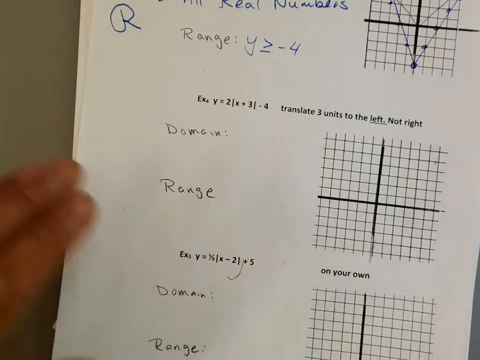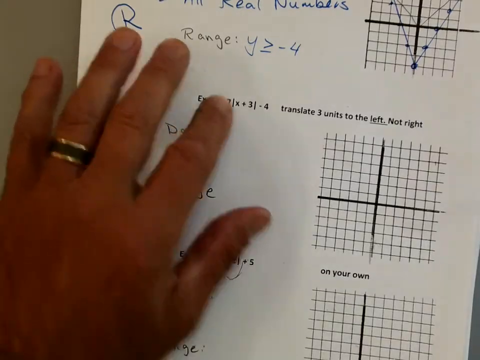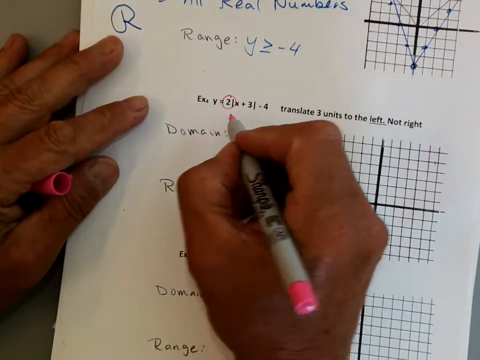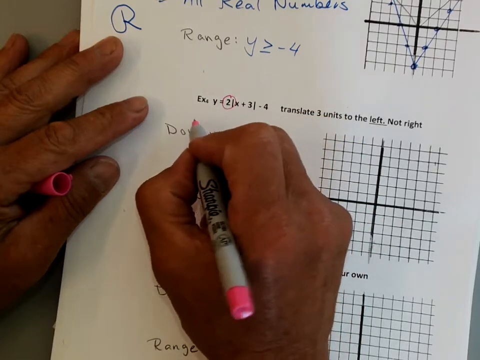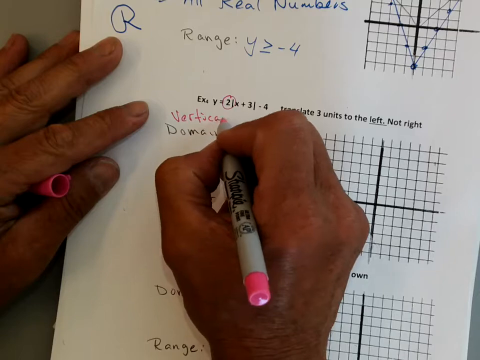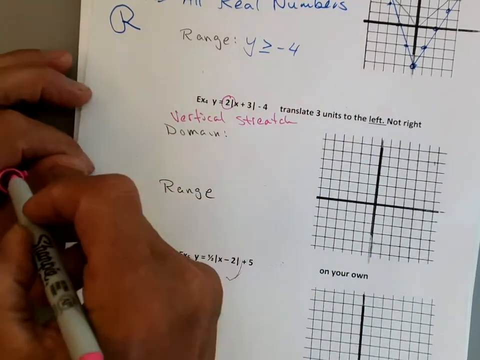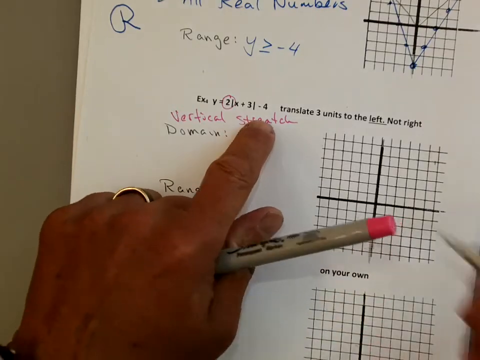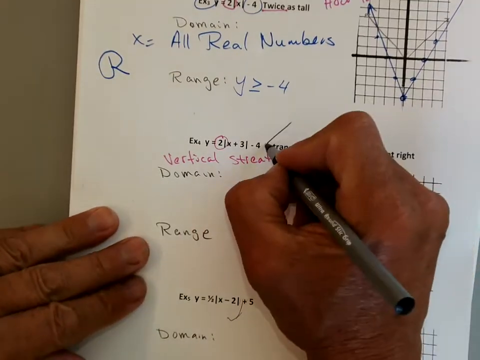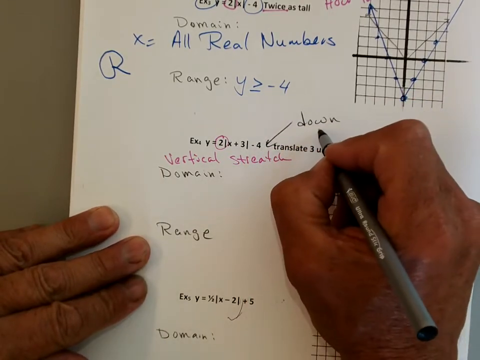So, example 4. What I'm going to do is this. It is going to be twice as tall. I know that. So it's going to be twice as tall, so it's going to be a vertical stretch. And we're going to go down 4. We're going to take it down 4, because of the negative 4.